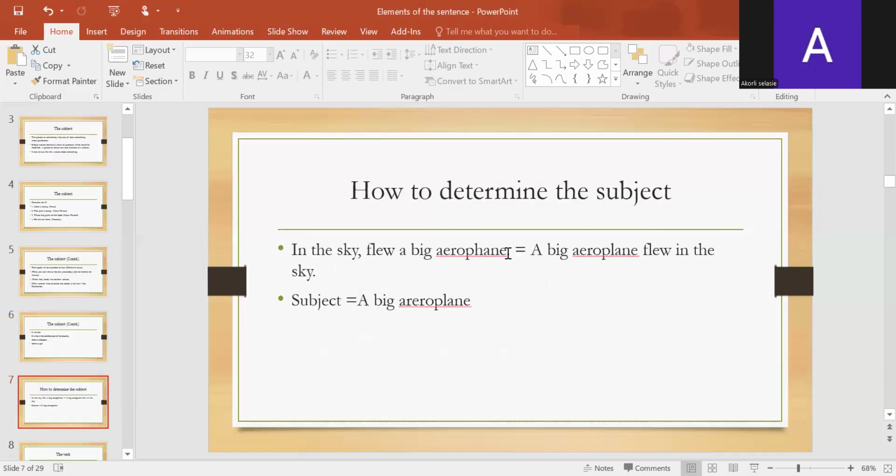Now, how to determine the subject? Sometimes not for this particular lesson anyway. But look at it. In the sky flew a big aeroplane. You can say a big aeroplane flew in the sky. This is a more natural way of organizing this particular sentence, in which case we can see the subject to be a big aeroplane. You see it clearly at the beginning of the sentence.